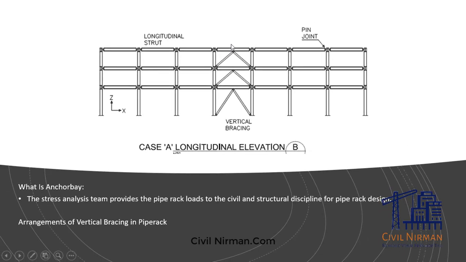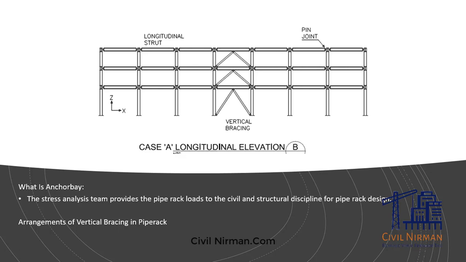Now, whether the anchor bay will be at the center only or we can provide it at the end as well. That's the reason that we cannot provide bracing at the end bay. The reason being that due to thermal expansion or contraction, the structure will not be able to elongate at the ends due to the rigidity provided by the bracing. So it's always better that the bracing be provided at the center portion.